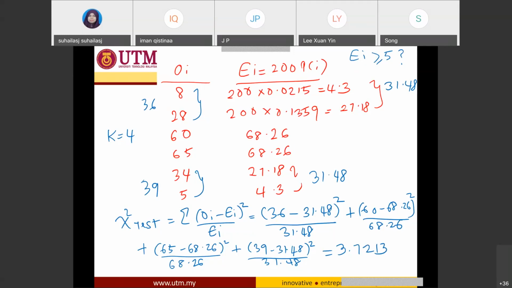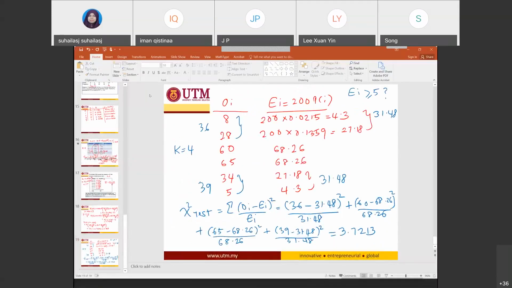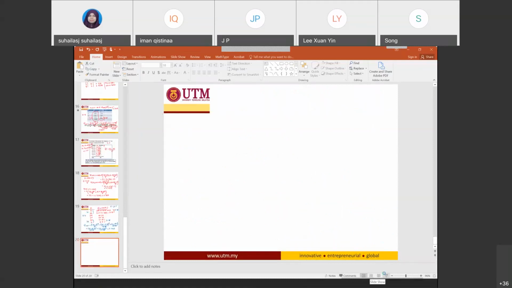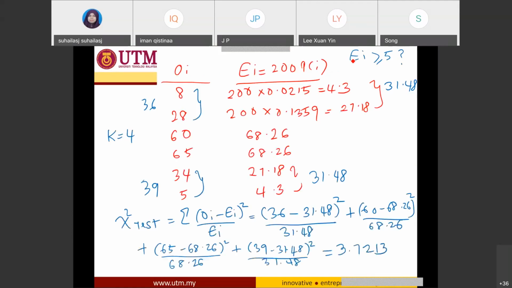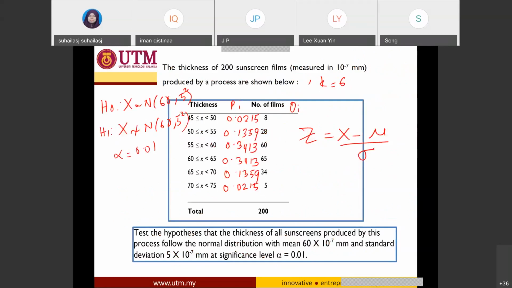Now you have 4 categories because we already combined, instead of 6 categories. So it is reduced to 4 categories. Write down your rejection criteria. We will reject H naught if your chi-square test is greater than chi-square alpha. Alpha is 0.01.